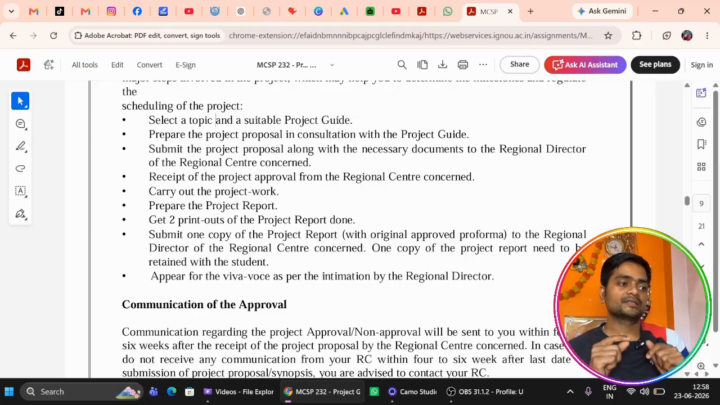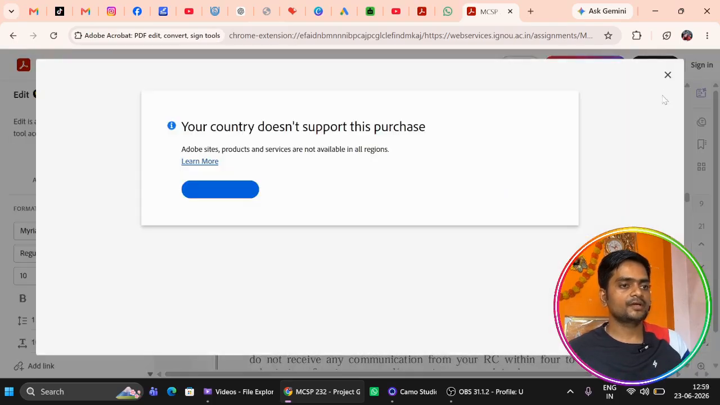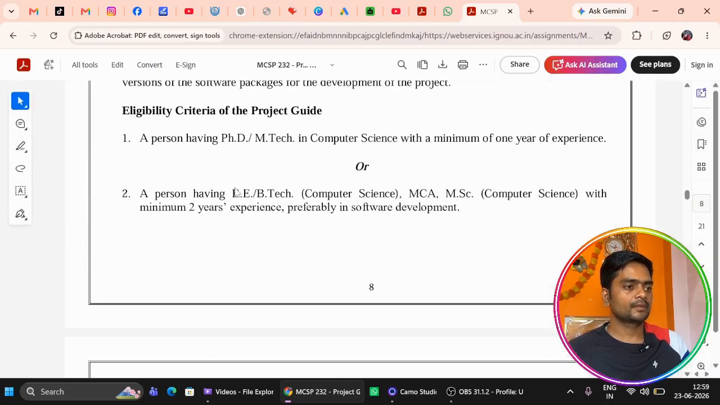Okay, now the second thing is how you can select the guide. Unless you select the guide, you cannot find a proper topic, or you cannot come to the one proper topic on which you're going to study. As far as the guide is concerned, the qualification is already given here.